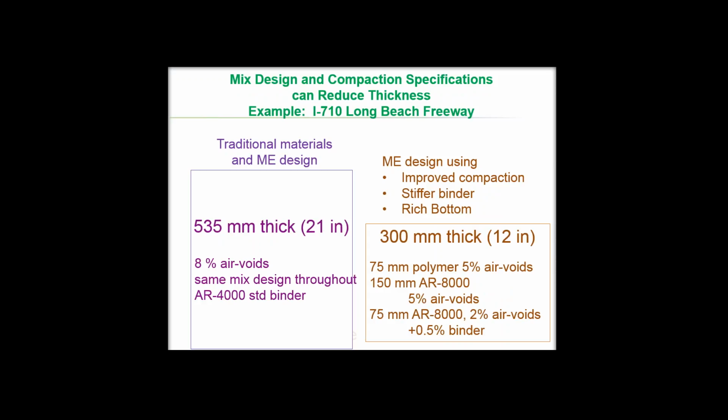An example of optimizing those materials, which can result in a reduced pavement thickness and which improves our construction speed and also reduces our environmental impact. On the left-hand side, we have a pavement designed with the same standard material throughout the entire structure, and to get a 30-year design life in this case, we needed about 21 inches of pavement. Whereas if we can optimize each of those layers for a specific purpose and use the ME design, we can reduce that thickness and get the same 30-year design life with about 12 inches of pavement.